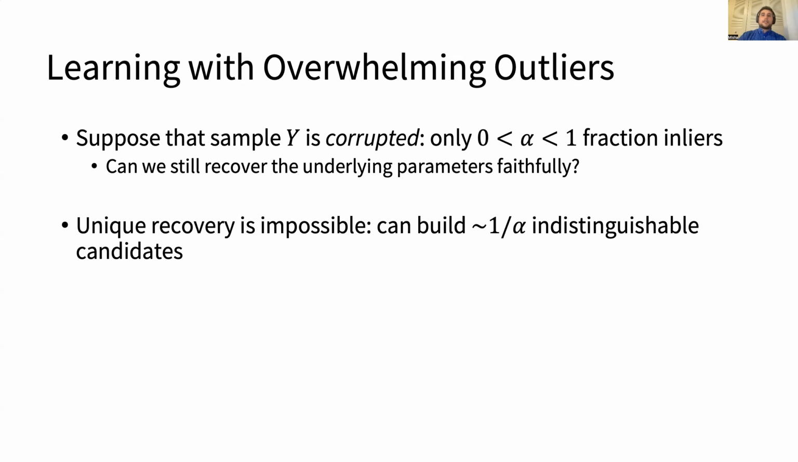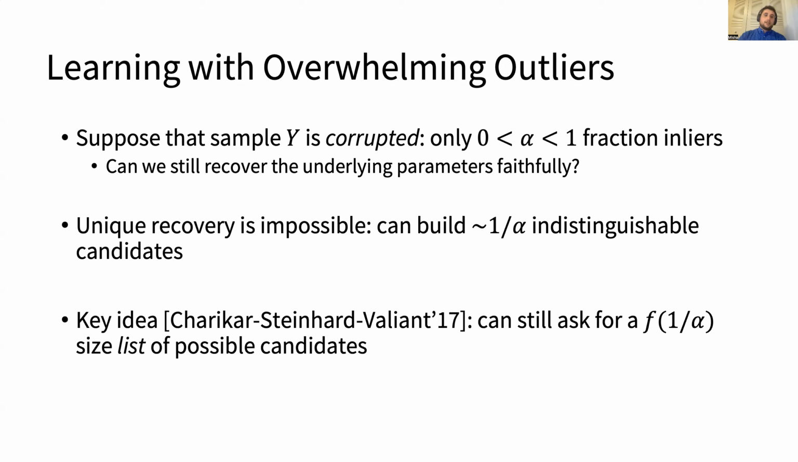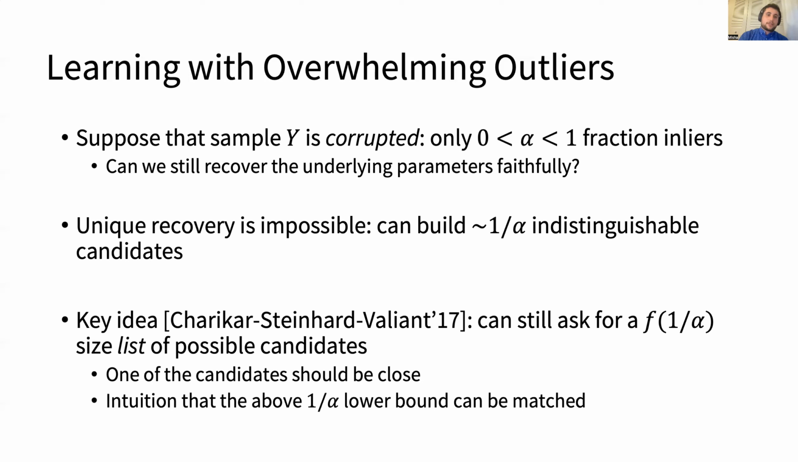Unique recovery is impossible because we can build approximately 1 over alpha indistinguishable candidates by just splitting up y as having several sections of alpha fraction from some x. The key idea, if we can't solve this problem exactly, is to ask for a list of possible candidates. In other words, we want some list whose size just depends on alpha that has something which is close to the right answer. And the intuition for this is that the above 1 over alpha lower bound can be matched. So we know that there is this lower bound of 1 over alpha indistinguishable candidates, and now with a function of 1 over alpha size list, maybe we can match this bound.